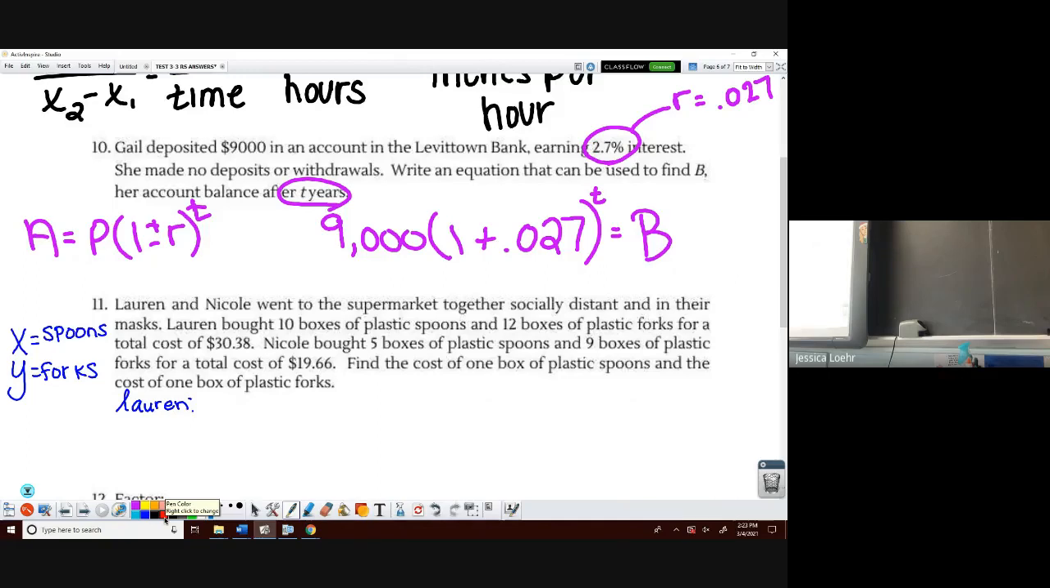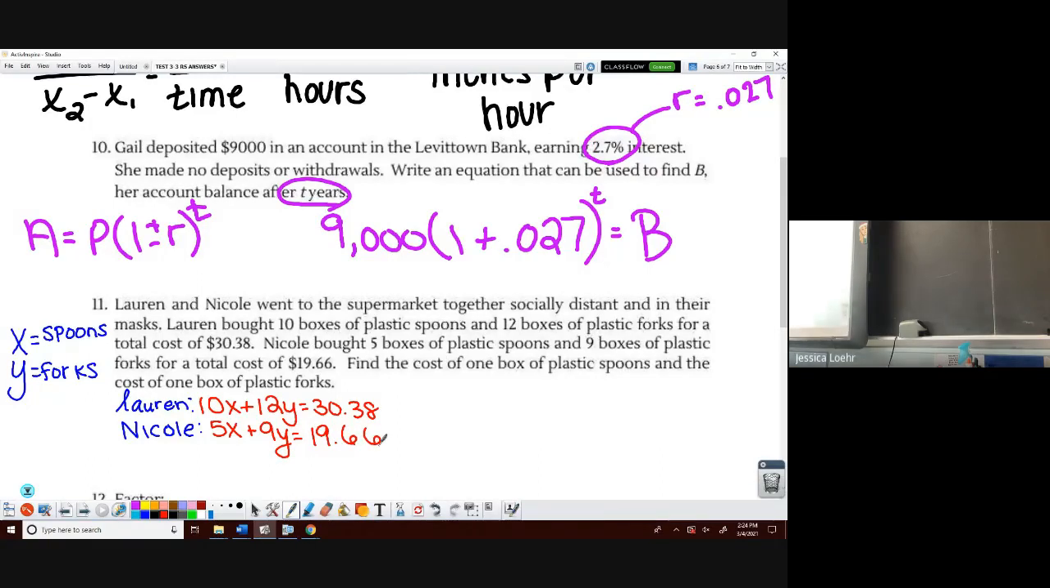10x plus 12x equals 30.38. Very good. 10x plus 12y equals 30.38. Then the other person is Nicole. What is Nicole's equation, Elizabeth? 5x plus 9y equals 19.66. Good.